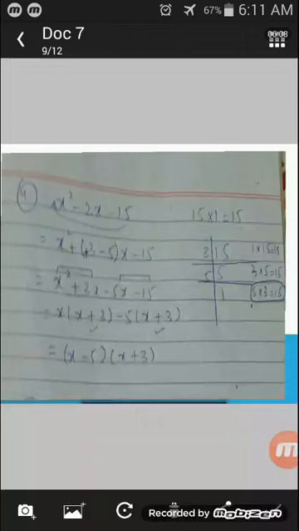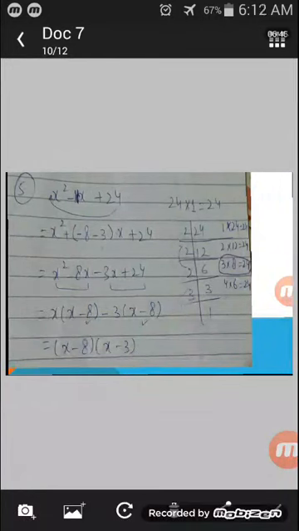x square plus 3x minus 5x minus 15. The first two terms will be combined with each other, and 5x minus 15 will be combined, and x will be common. x plus 3 is common. Minus 5 is common from the third and fourth terms, and when you take minus 5 common, the sign will also be changed. x plus 3 is also taken common, so it remains x minus 5. So x minus 5 and x plus 3 is the answer.